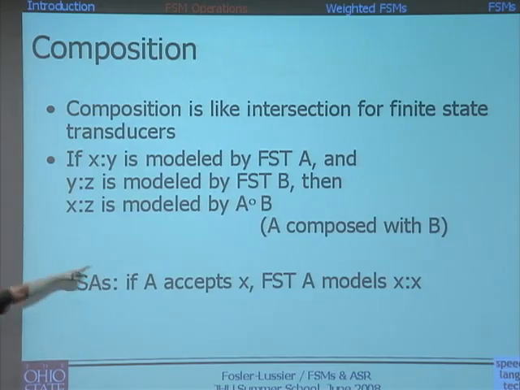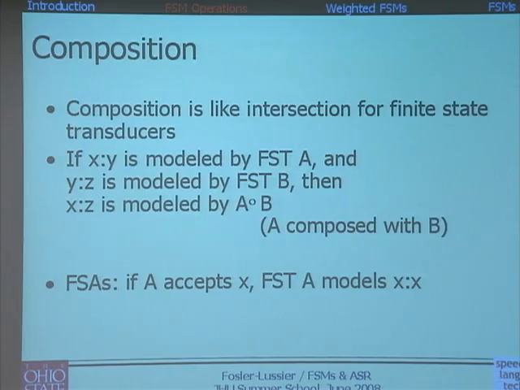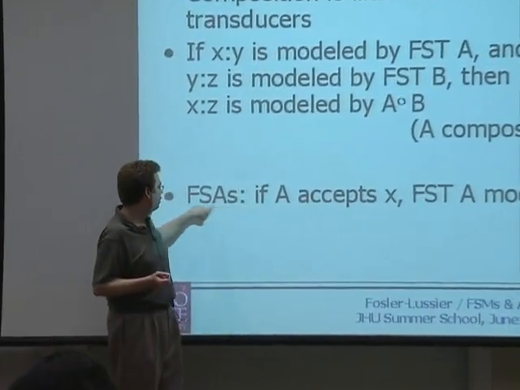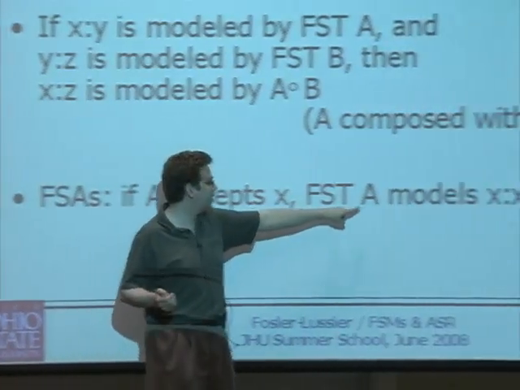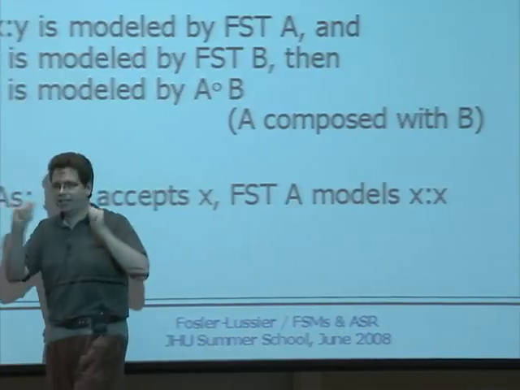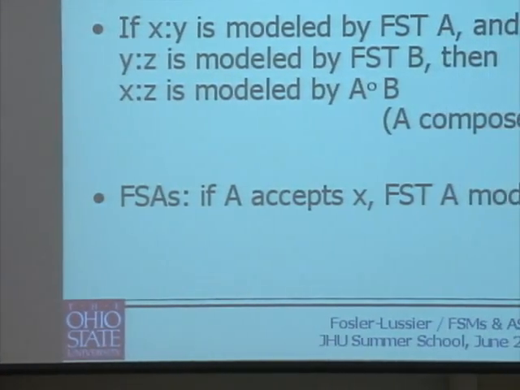So you can say A is composed with B. That's how you read that little circle symbol. Okay. Now, how do automata get into the mix? Well, it turns out that any automaton is basically a transducer that accepts itself, right? So if you have a finite state automaton A that accepts X, you can also call it a finite state transducer that transforms X into X. Okay, the identity transducer. Then you basically just apply the rules of composition.